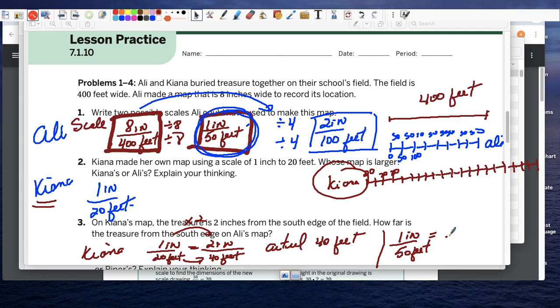And we want to know what 40 feet is in Allie's map. So we have 40 feet over here. How many inches would that be? Cross multiply, we have 50x equals 40, divide by 50, divide by 50. X is going to be 0.8 of an inch, not even a full inch, 0.8 of an inch.